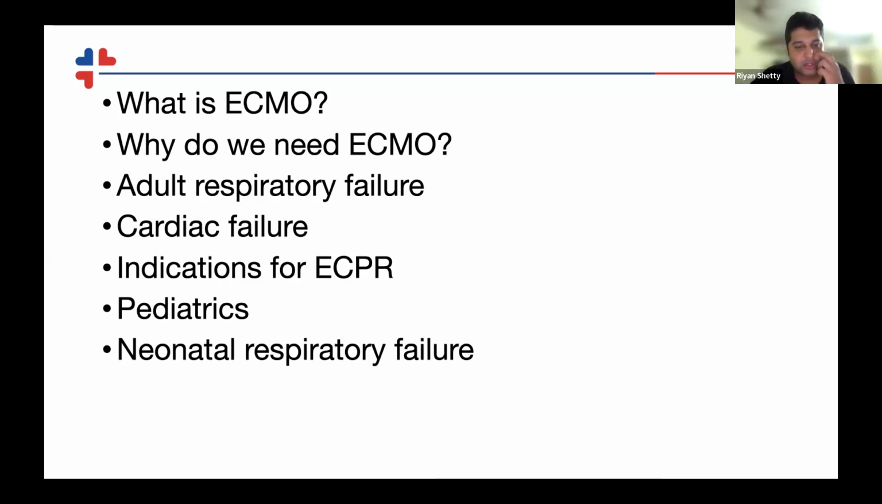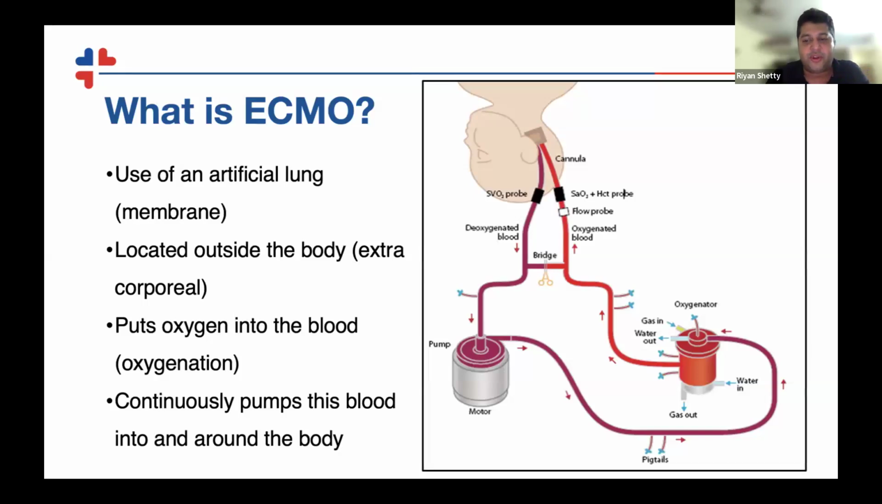Yeah, thank you. So the other thing, it's classified as respiratory failure, cardiac failure, and ECPR. I'll come to it in a bit. So what is ECMO? It is the use of an artificial lung, a membrane, located outside the body, so it's extracorporeal. It puts oxygen into the blood, so it's oxygenation, and it continuously pumps this blood into and around the body. As you can see in this diagram, it is a child with a cannula in the neck. This is the deoxygenated blood coming out into the pump. From the pump, it goes into the oxygenator, gets oxygenated, comes out at the bottom of the oxygenator, and goes back into the patient. Here, the IJV is the venous cannula, and the arterial cannula is in the common carotid.